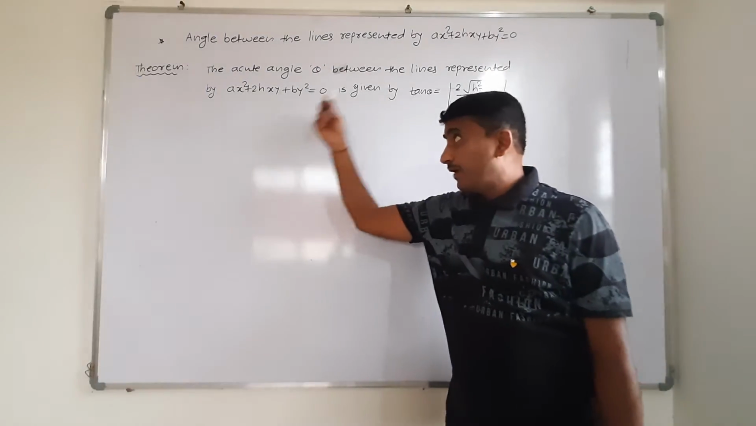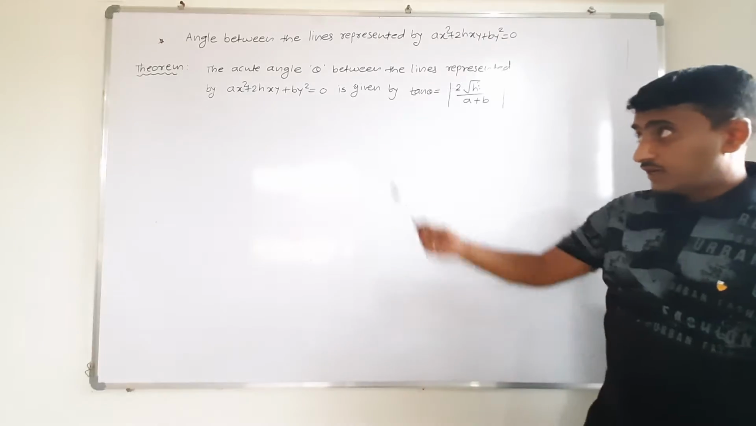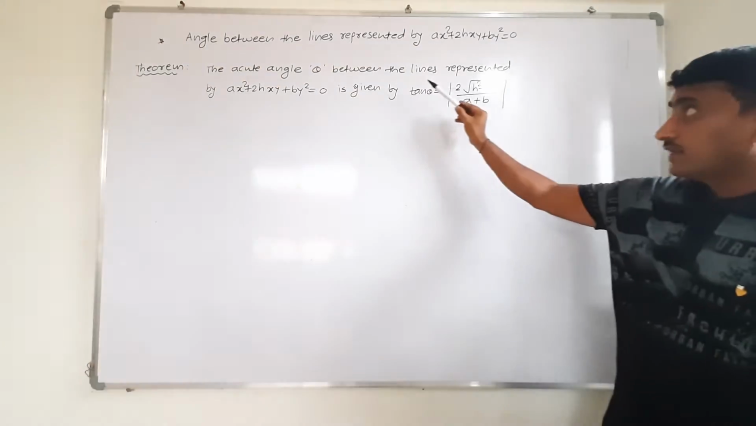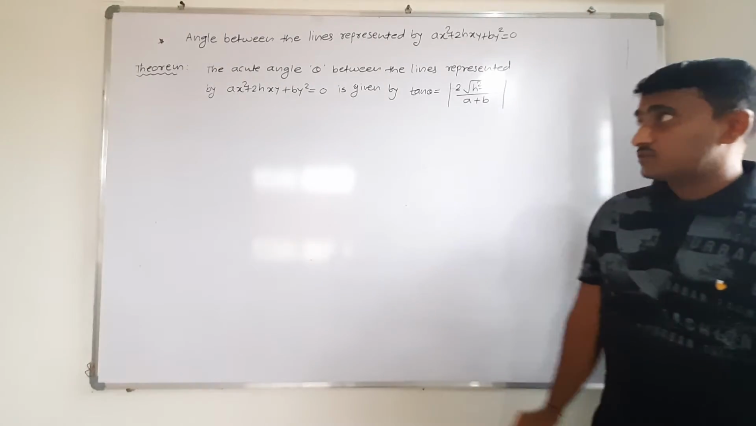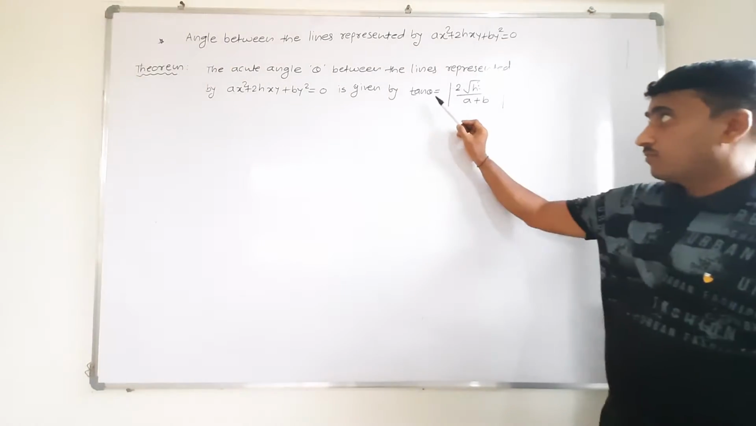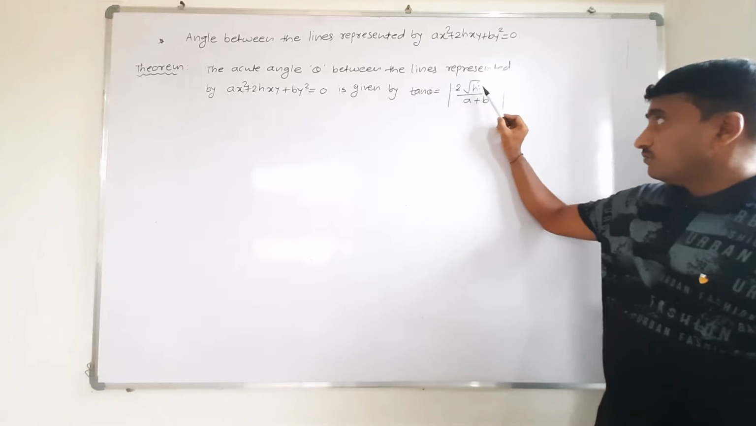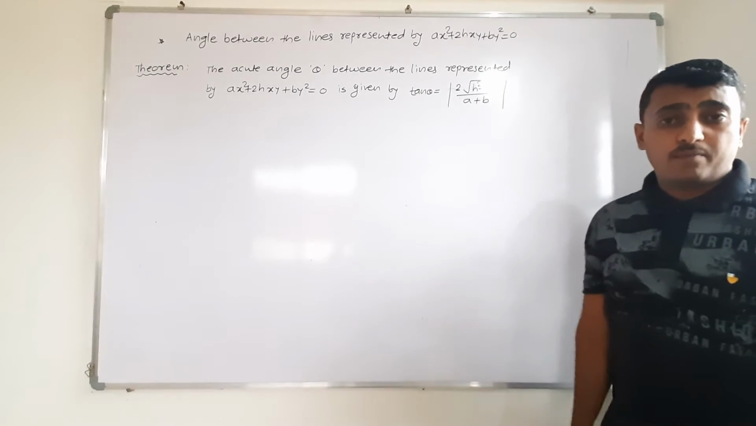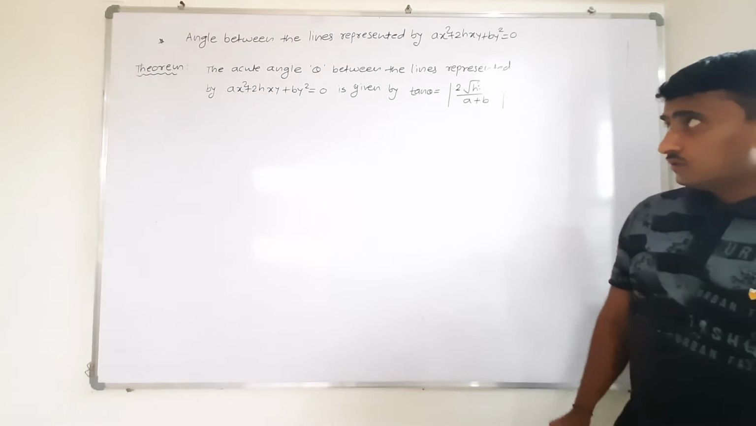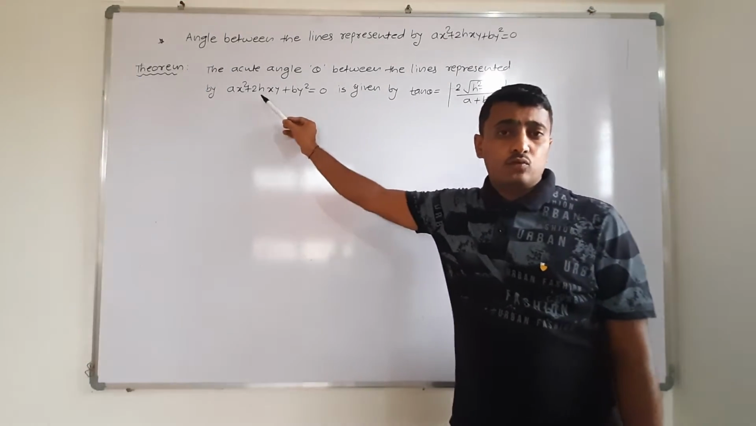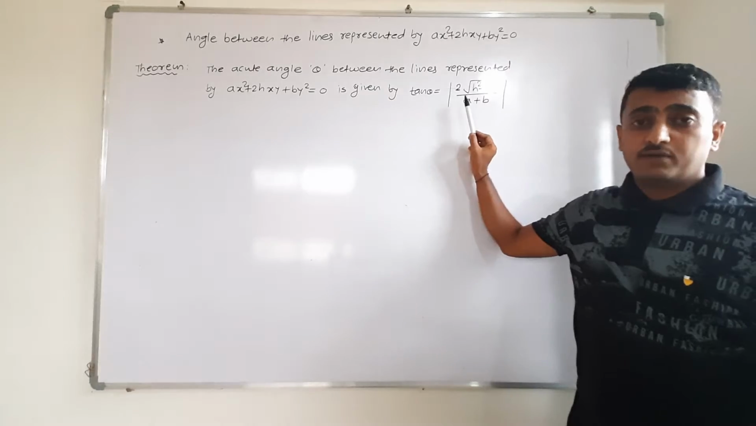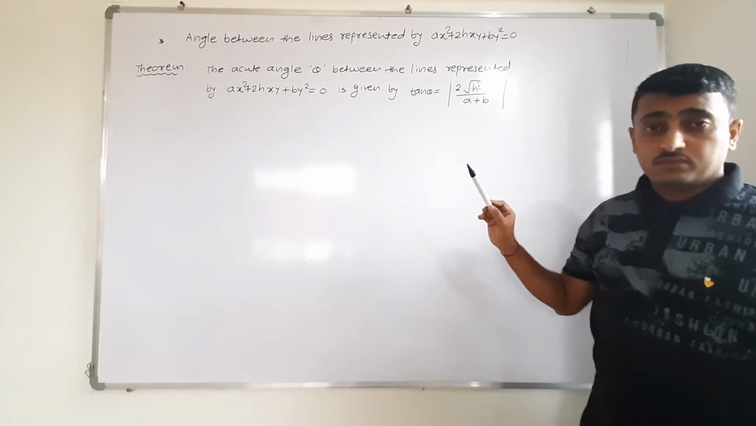Now here depending on this there is one important theorem. The acute angle theta between the lines represented by ax square plus 2h xy plus by square is equal to 0 is given by tan theta is equal to 2 times square root h square minus ab upon a plus b. म्हणजे याच्यामध्ये असणाऱ्या ज्या दोन लाईन्स आहेत त्या दोन लाईन मध्ये असणारा ॲक्यूट अँगल आहे तो अँगल आपल्याला या फॉर्म्युलानुसार कॅल्क्युलेट करता येईल. tan theta is equal to this.